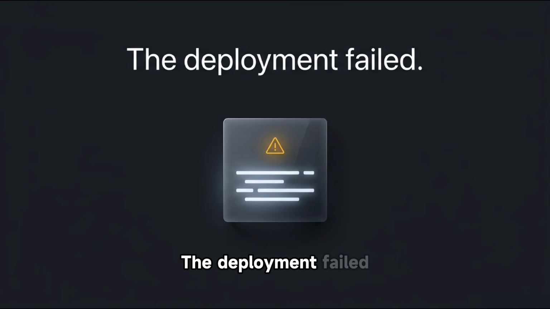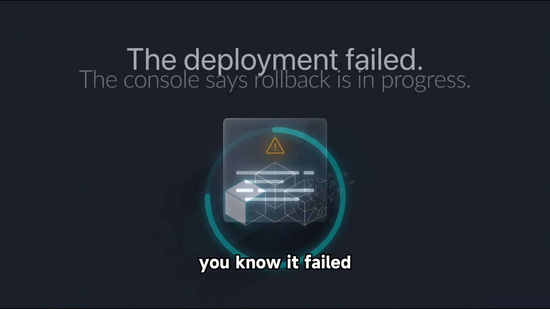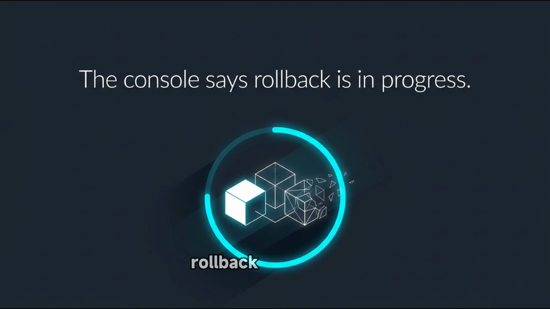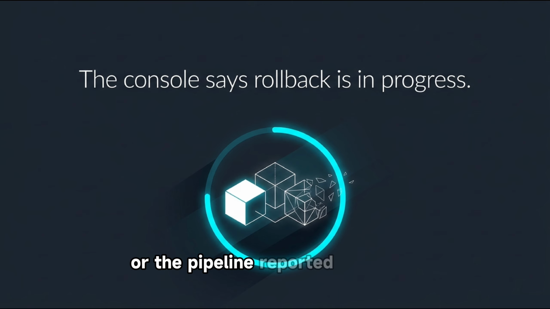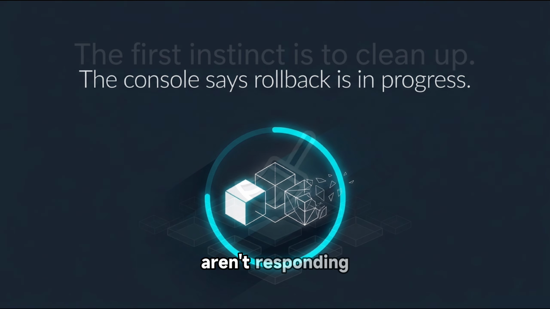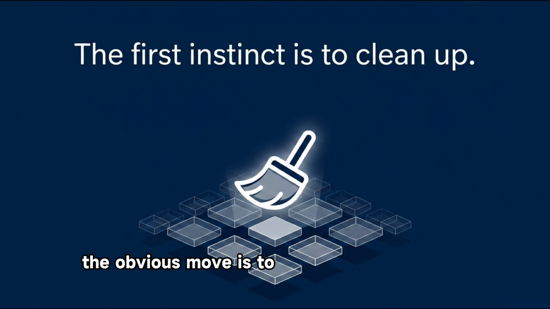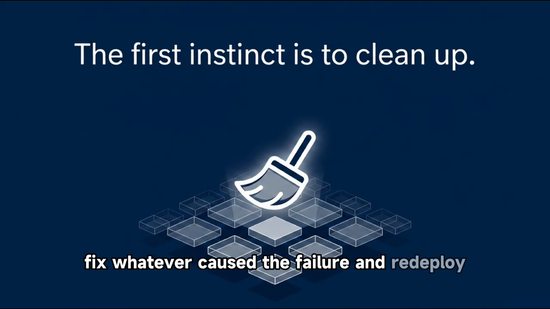The deployment failed. You know it failed because the CloudFormation console says rollback in progress, or the Terraform apply stopped partway through with an error, or the pipeline reported a timeout and the resources that were supposed to be there aren't responding. The obvious move is to clean up and try again. Delete what was created, start from a known good state, fix whatever caused the failure, and redeploy.